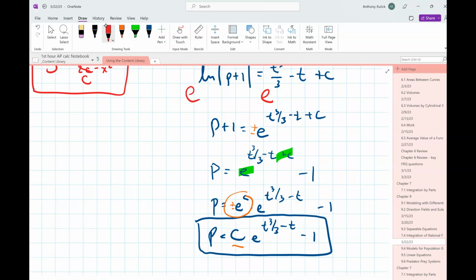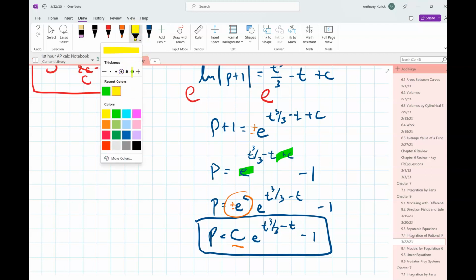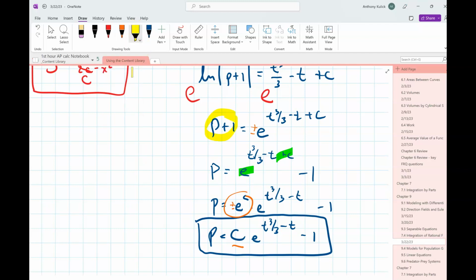I don't want to short-change you on that. Oh, I'm dumb. Of course I still need it. Here's the reason: p plus 1 can be negative, right? Now it's always going to equal something positive, but that's okay. So that's why the plus or minus needs to be there, because the thing inside the absolute value can be negative. So I still need to do the plus or minus, but it didn't affect the final answer.